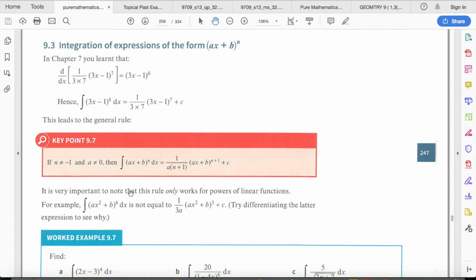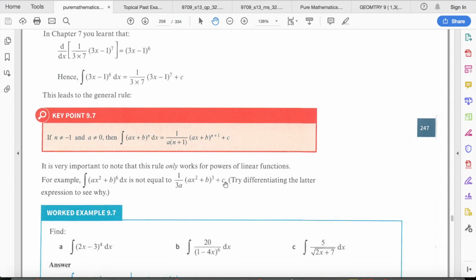So integration of ax plus b to the power of n will be 1 over a, n plus 1, ax plus b to the power of n plus 1. It is exactly what you did for x to the power of n. What did we do for x to the power of n? It would be x to the power of n plus 1 over n plus 1. So it is, for example, u to the power of n plus 1 over n plus 1. But the difference is that 1 over a also comes out. Then plus a constant c.